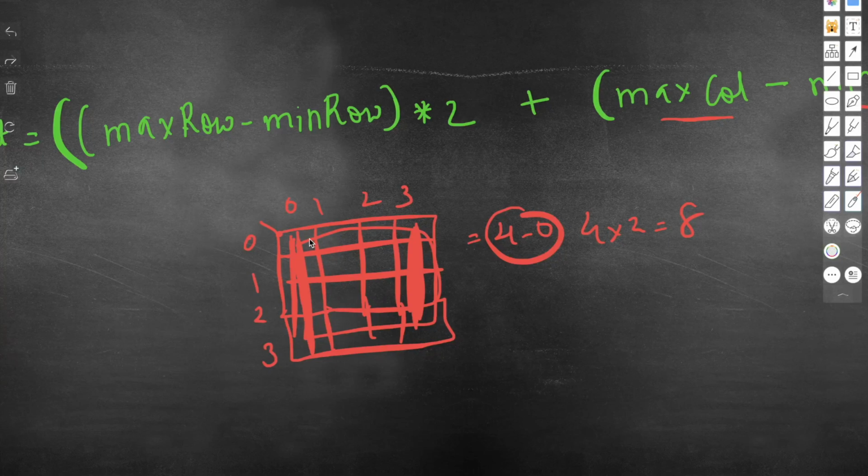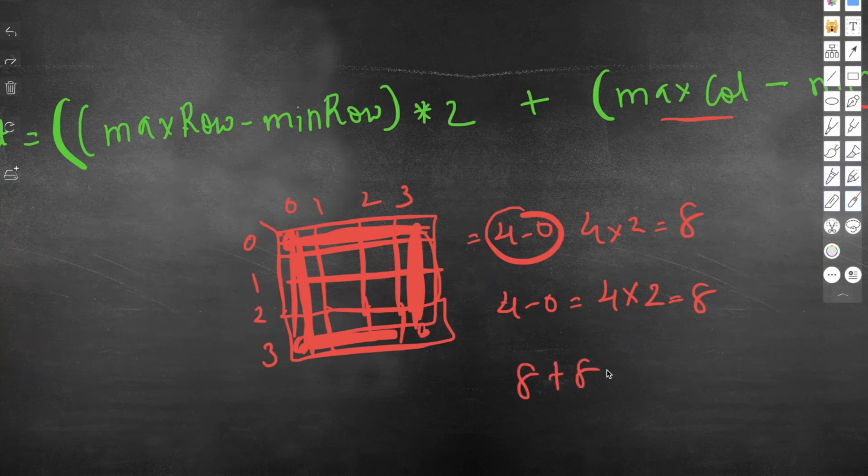We will do the same for the column also. What is the min column? That also starts from 0. And what is the max? 4. So 4 minus 0 is going to be 4. And how many sides are there? Columns also have 2 sides. So 4 into 2 is going to be 8. Minus 4. Why minus 4? Because here one thing is going to be repeated, that is the corner values. So we subtract the corner values. So 8 plus 8 minus 4 is going to be 12. So there are 12 elements.